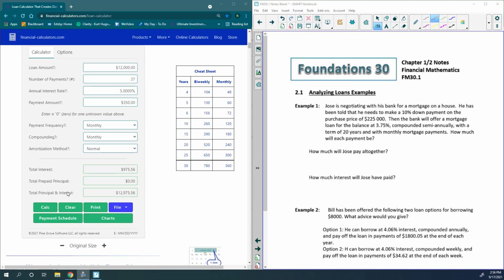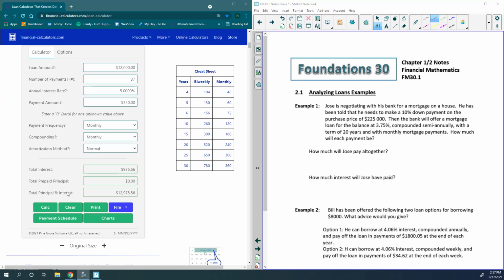Then the bank will offer a mortgage loan for the balance of 3.75% compounded semi-annually with a term of 20 years and with monthly mortgage payments. How much will each payment be? So we need to figure out how much Josh will pay altogether. So how big is this loan going to be?